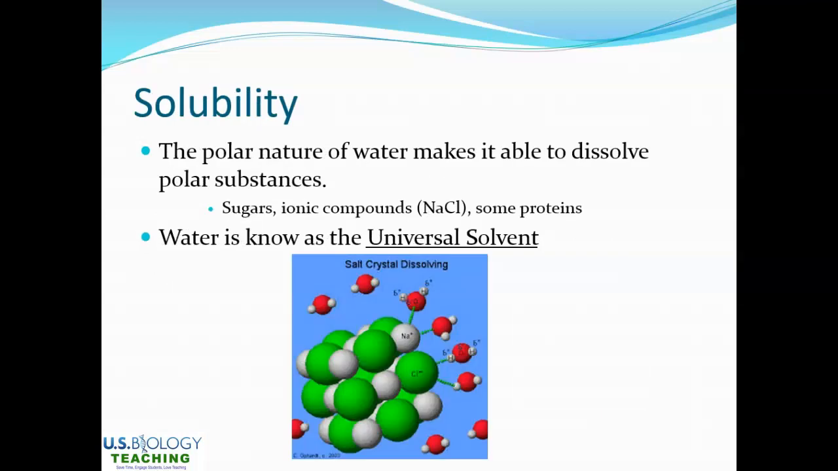So the next property is solubility. Because water is polar, it makes water able to dissolve other polar substances. So things like sugars and ionic compounds like sodium chloride, or as we know it, salt, and even some proteins. One important factor that you need to remember is that water is known as the universal solvent. So it dissolves things. Solvents are things that dissolve things.